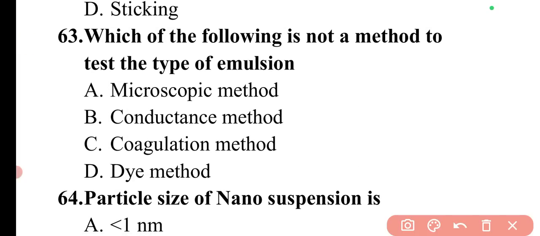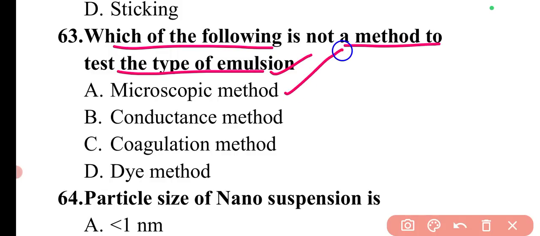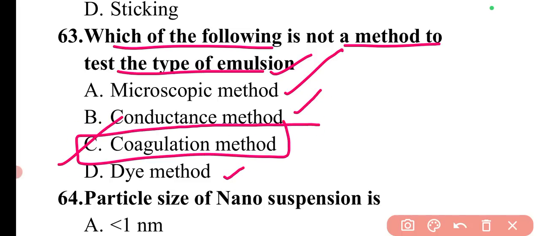Next question is, which of the following is not a method to test the type of emulsion? Basically, for the identification of emulsion there are different tests that are used. Microscopic method, conductance method, and dye method are there, but the coagulation method is not one of the methods for the identification of emulsions. So here option C is correct.